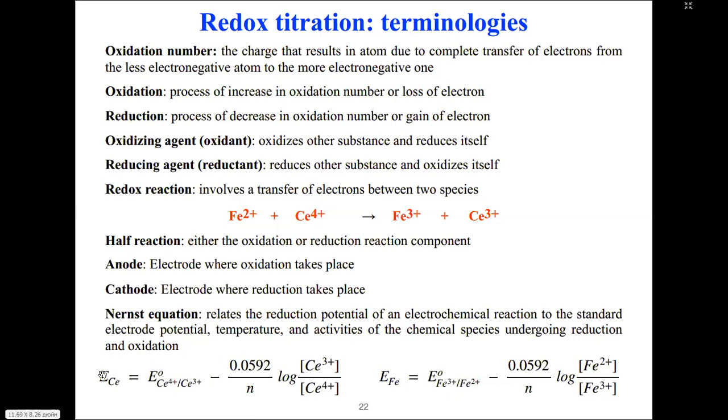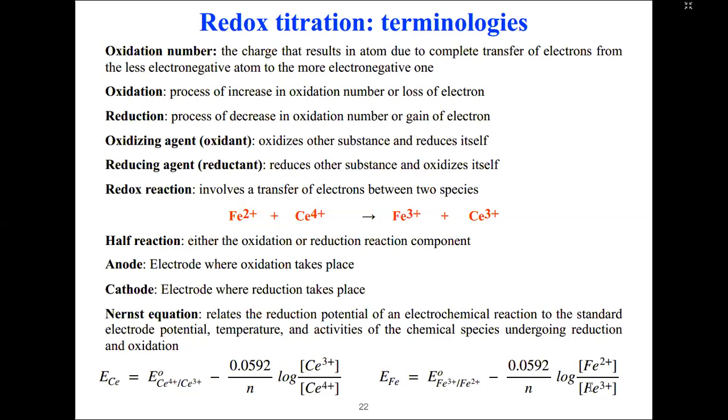Now this is for cerium. The other equation is for iron. Iron is very similar to cerium. Just know that this is going from iron 3 plus to iron 2 plus, because that's how it is written here. Minus this log. Now it is going from iron 3 plus, so the product is 2 plus. So divide product divided by reactant.